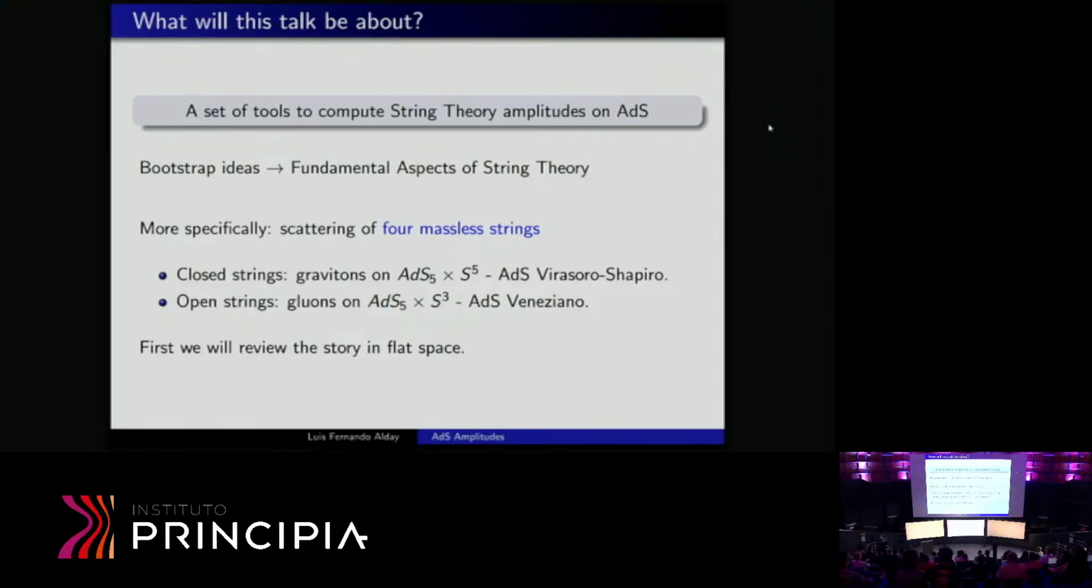Now, more specifically, I will deal with the scattering of 4 massless strings. In the case of closed strings, they will be gravitons on AdS5 cross S5, and we will denote that amplitude by the AdS Virasoro-Shapiro. And in the case of open strings, we will be dealing with gluons on AdS5 cross S3. Sometimes we just denote that by the AdS Veneziano amplitude.